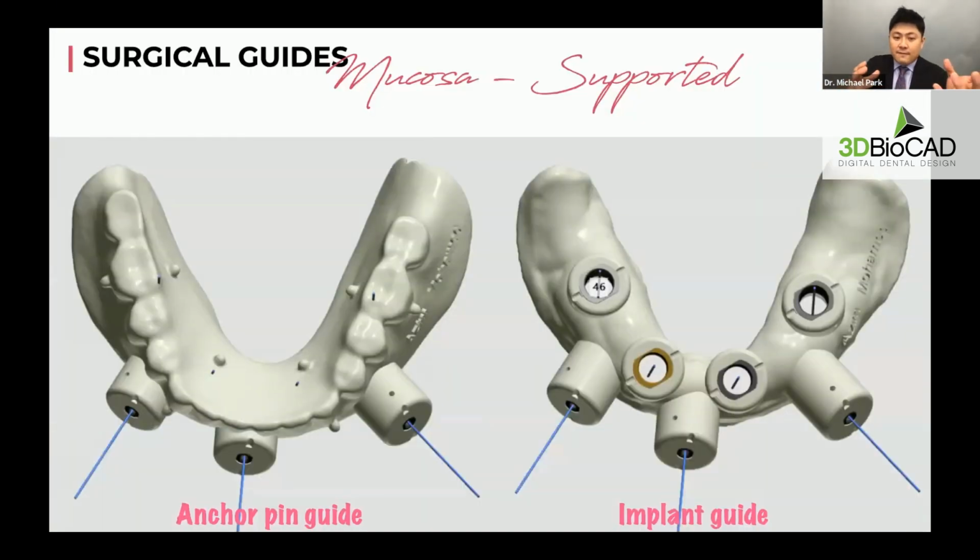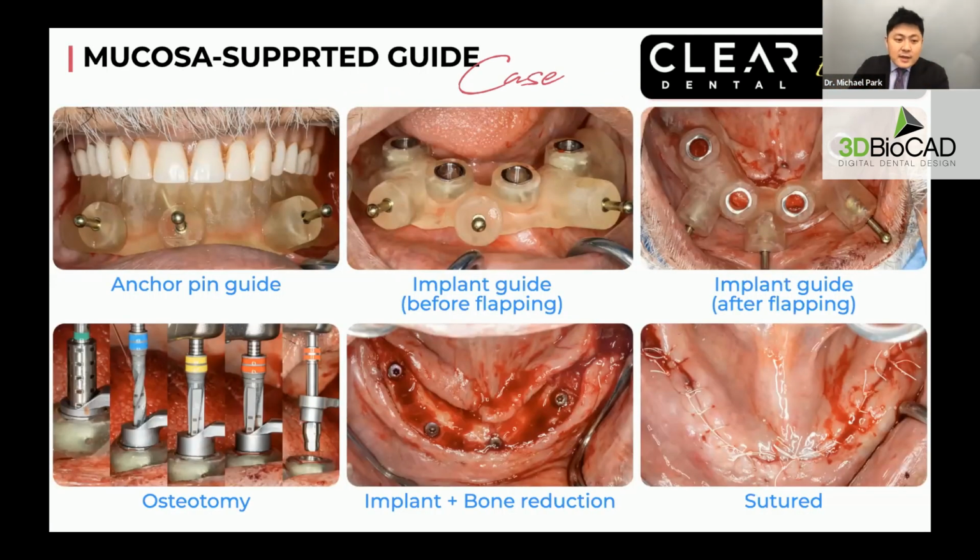And of course, we design and fabricate our 2 surgical guides, and we do our surgery. This case was actually done by a dentist that was taking our CE course at Clear Dental Education. I believe it was his second ever implant surgery. Let's go over the sequence of the surgery again together. The first thing you're going to do is put the anchor pin guide in and get the patient to bite down. One mistake that we made here is that there's no bite registration. We should have had a bite registration in here.